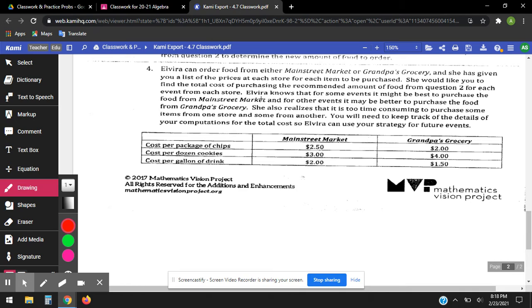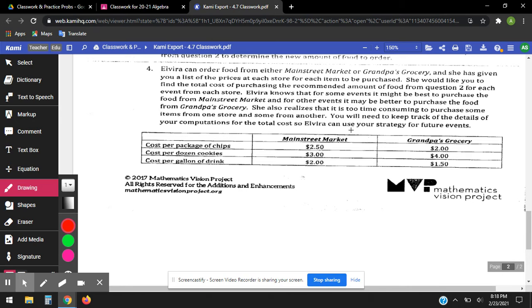Elvira knows that for some events it might be best to purchase the food from Main Street Market, and for others it may be better to purchase the food from Grandpa's Grocery. She also realizes it is too time consuming to purchase some items from one store and some from another. You'll need to keep track of the details of your computations for the total cost, so Elvira can use your strategy for future events.